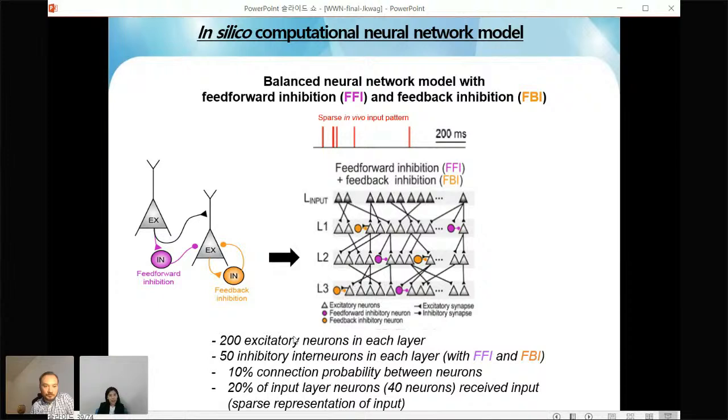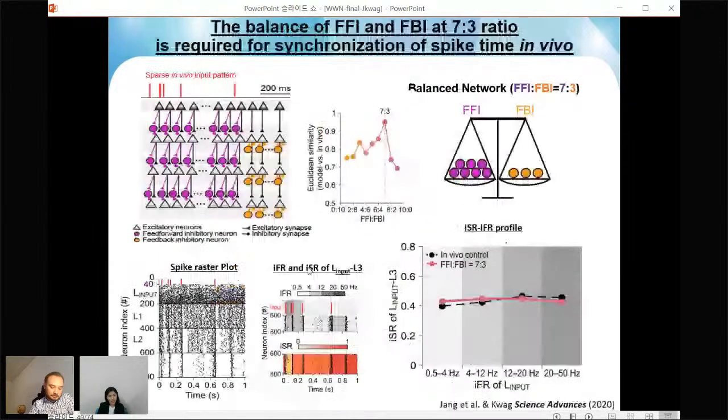Also, the input neurons don't all partake in generating inputs, but only 20% of the input layer neurons, so over 40 neurons, received input. The input we used in this computational model was recorded from layer 4 neurons in our experiment. So we feed the in vivo spike pattern into the 3-layer computational network model and see how feed-forward and feedback inhibition function to give rise to the synchronization of spike times across different frequencies.